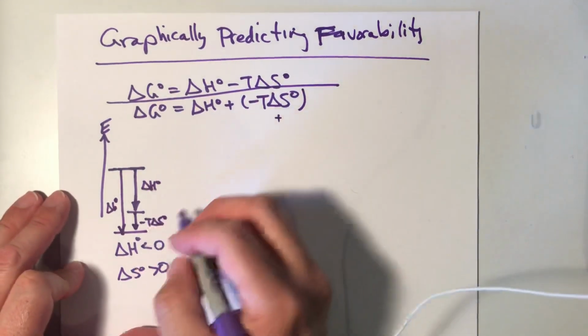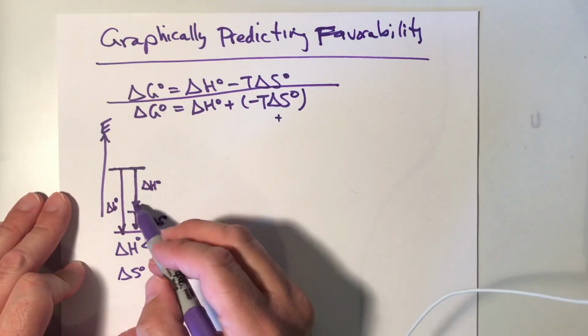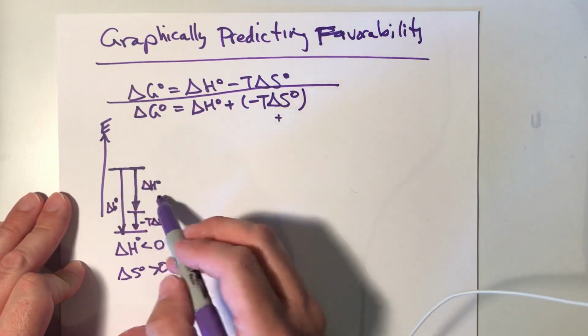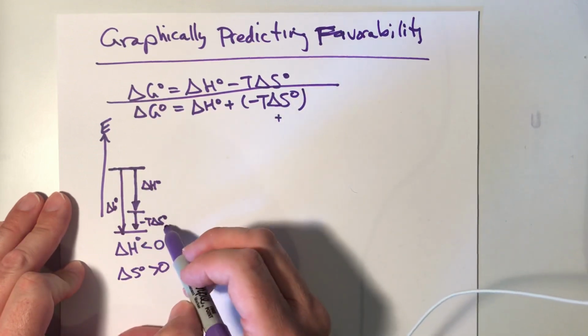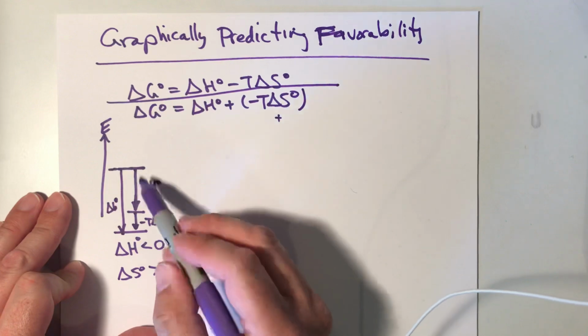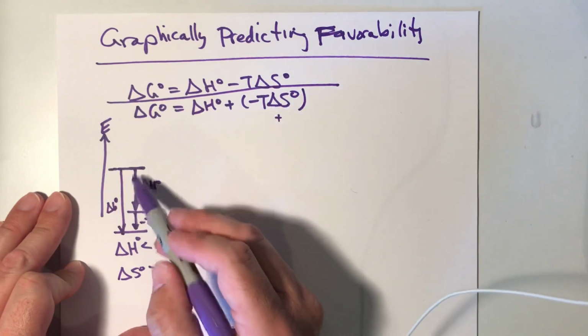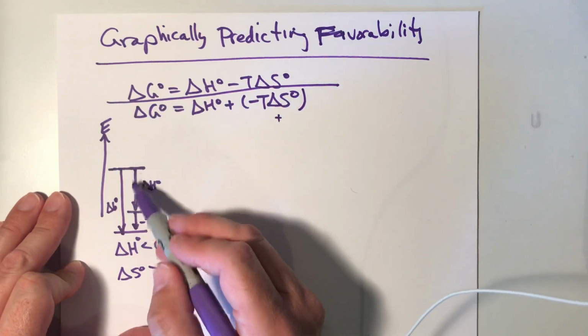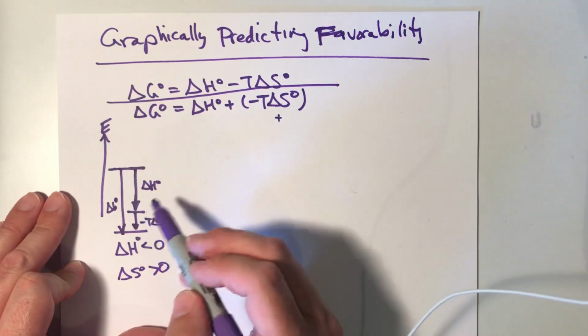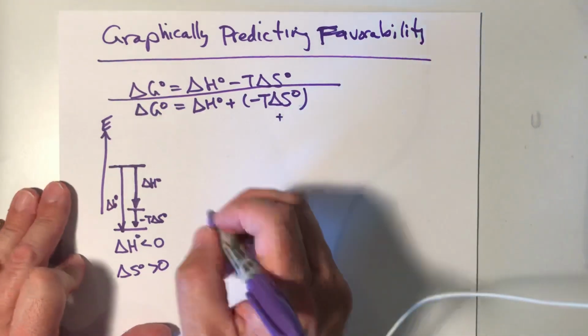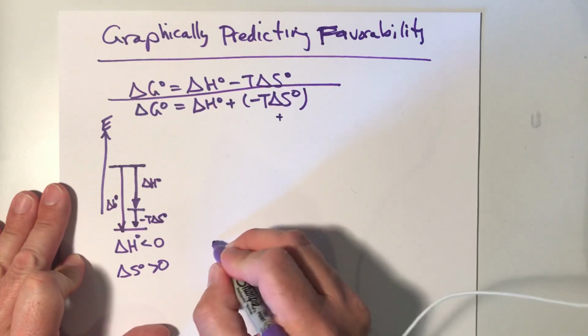So all we're doing is representing the magnitude and the direction of the delta H and minus T delta S terms with arrows. So the larger the term, the longer we're going to make the arrow. If it's negative, we're going to make the arrow go down. If it's positive, we're going to make the arrow go up. So now let's do the next example.